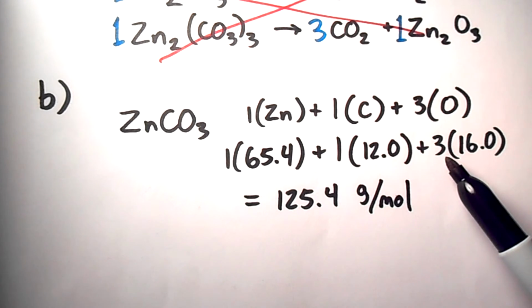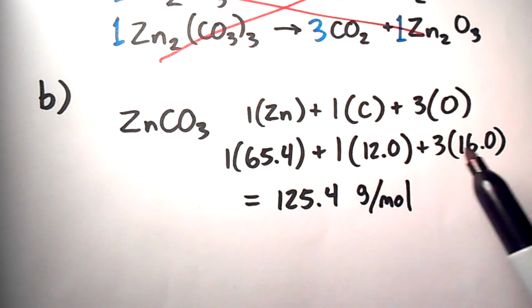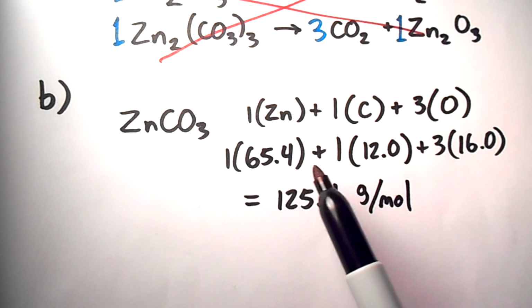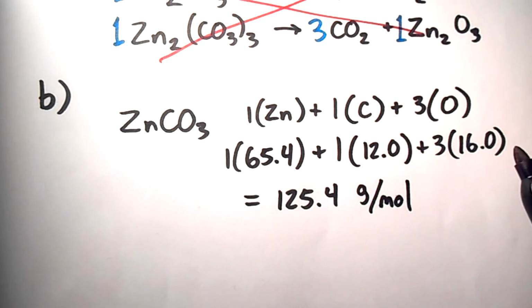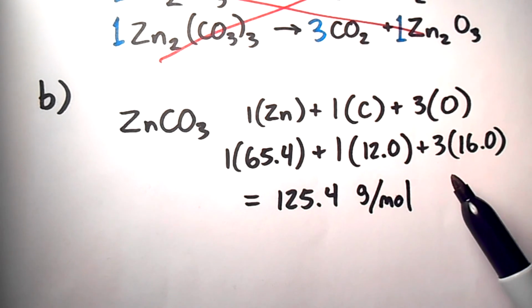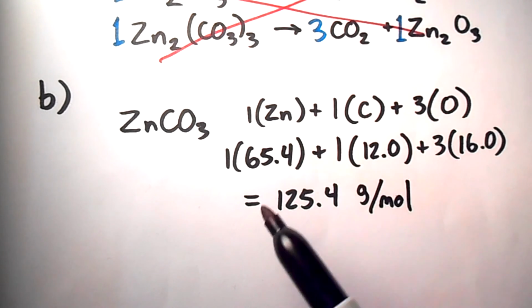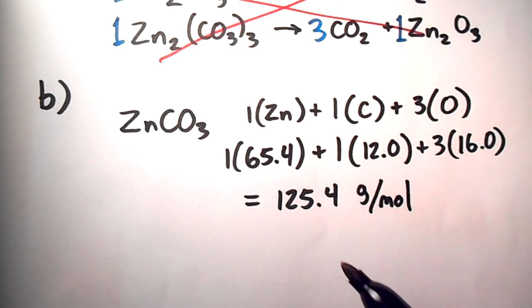Also, instead of multiplying this by 3, I could have just added this out and said, 65.4 plus 12.0 plus 16.0 plus 16.0 plus 16.0. And so everything then would just be significance to the tenths place. And so that would still get me my correct tenths place value.